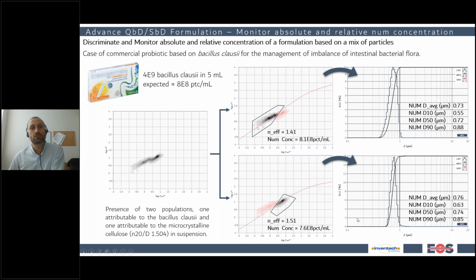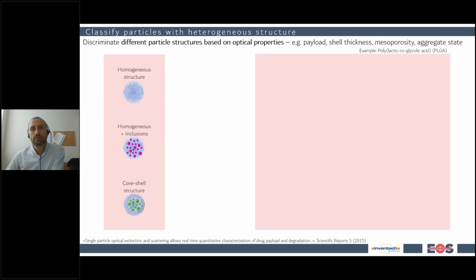So we are able to manage the complexity of two populations in the same formulation, regardless of the fact that they are very close in size and very close in concentration. We are able to separate the components. But this kind of information can be obtained also in the case of heterogeneous structures.